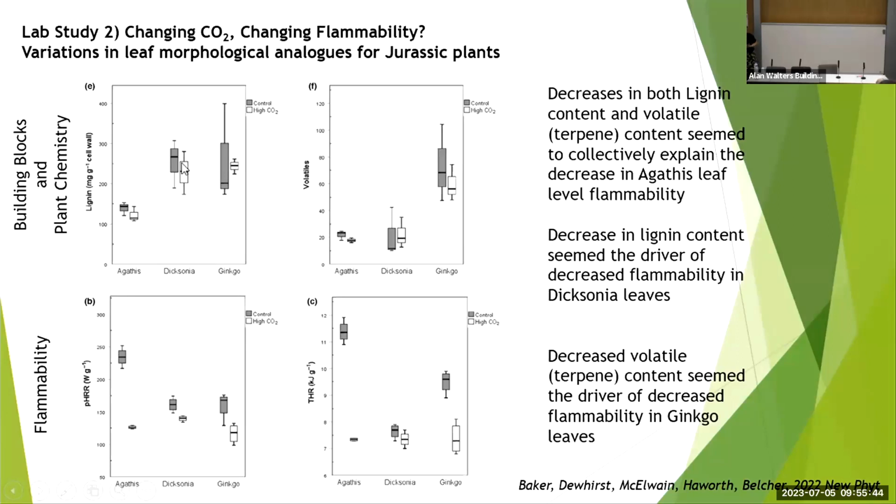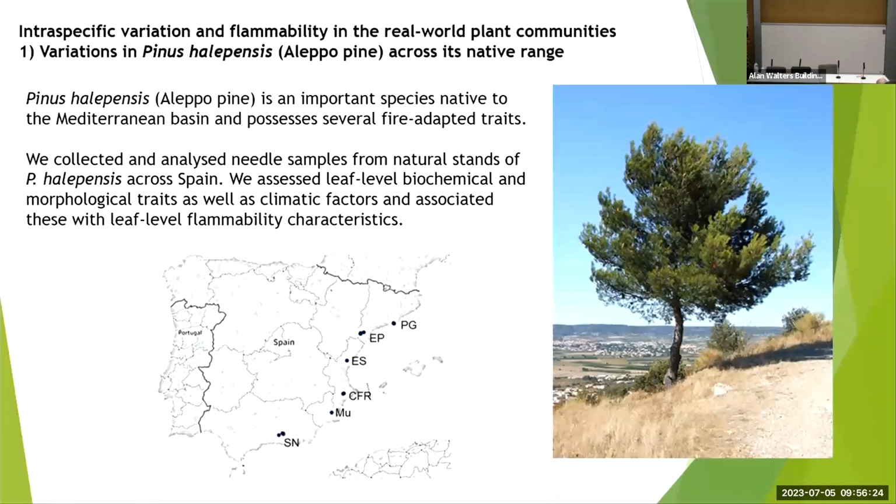Zixonia didn't really respond so much in either case, and we can see that there's not much to report in the volatile change, but there was a decrease in lignin. So it seems that the driver of the decrease in leaf flammability that we saw is more driven by lignin in Zixonia. But then if we look at ginkgo, this was more driven by a decrease in volatile content, because the lignin content essentially goes up, or this is probably not significant, but this was. And we can see that that translates to quite a big decrease in the flammability of ginkgo leaves. So this is a whistle-stop tour of this research.